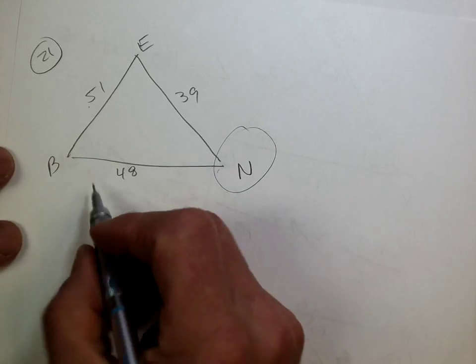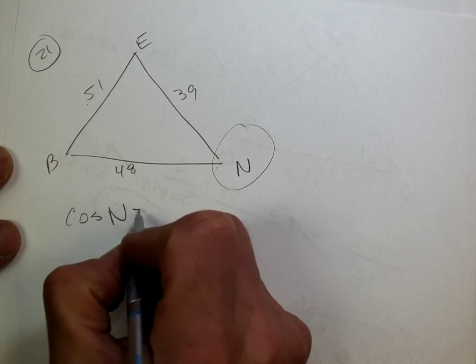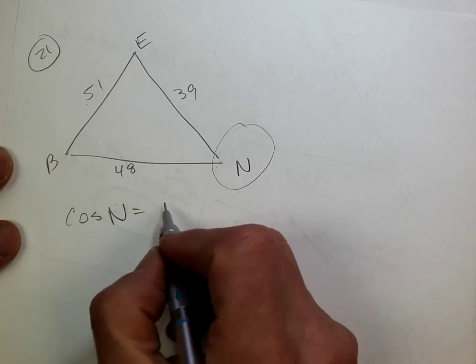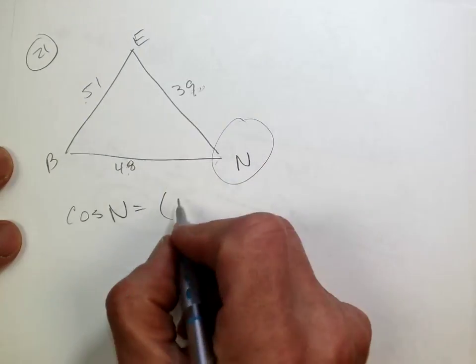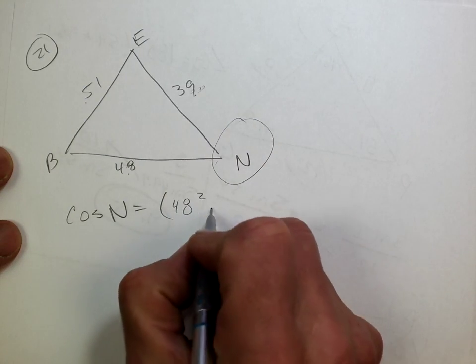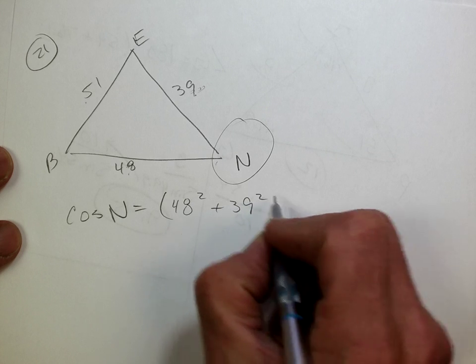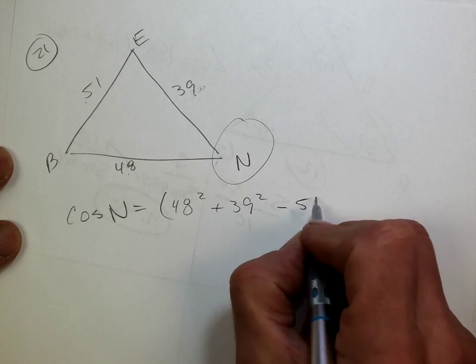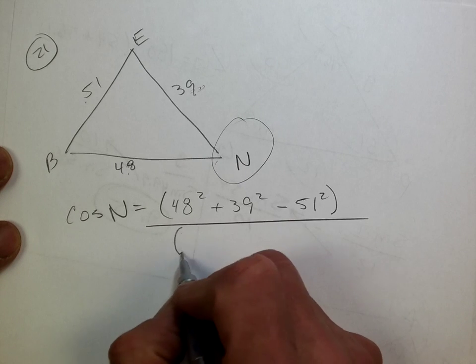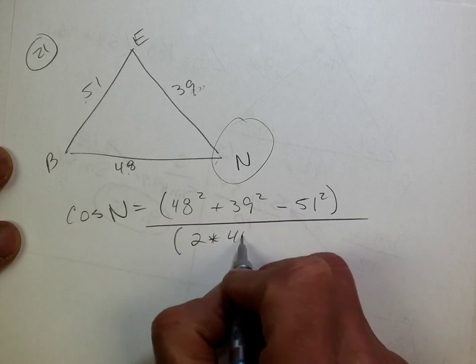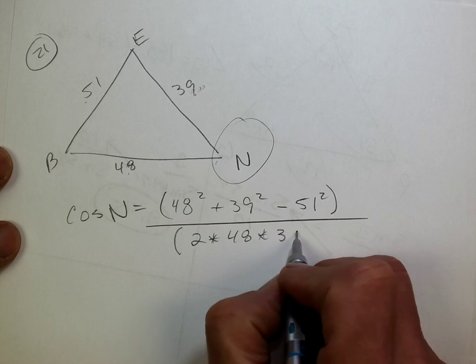So I'm going to go cosine of N equals parentheses. These two are my adjacent sides. That's my opposite. 48 squared plus 39 squared minus 51 squared, parentheses, divided by parentheses 2 times 48 times 39. Okay?